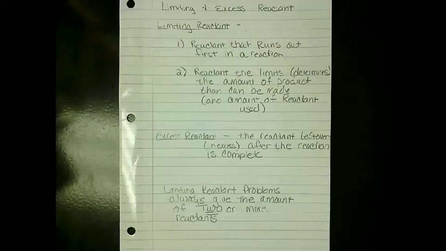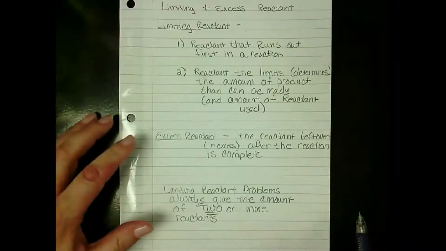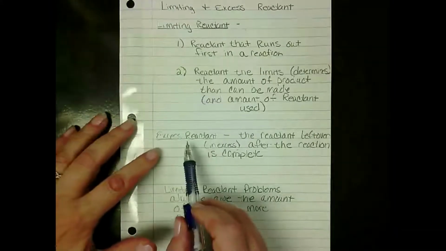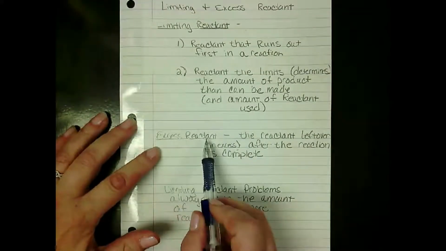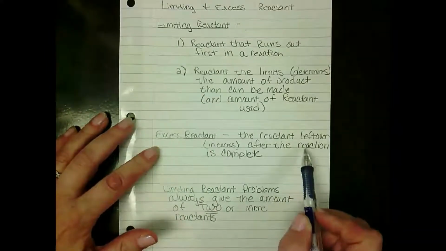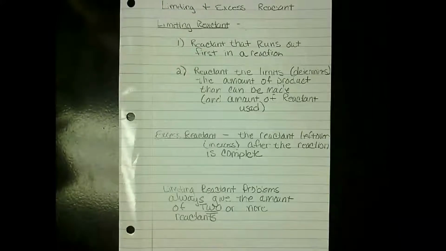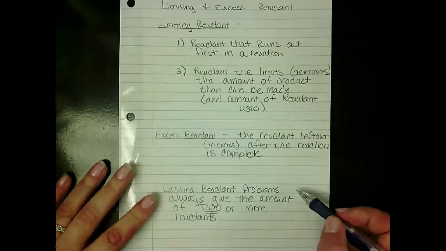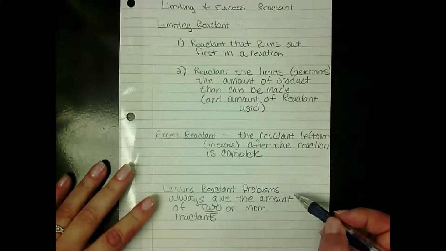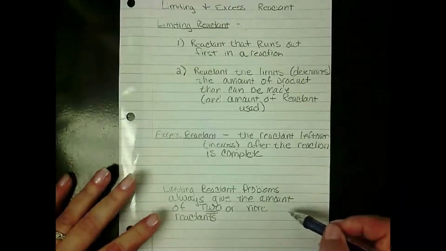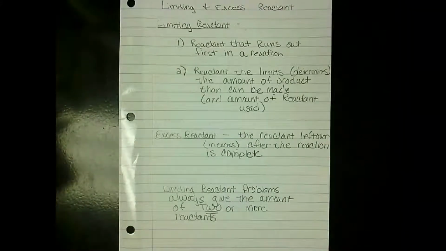And so when that one runs out, we still might have some of the other reactant left. So we might have too much, or we might have excess. So our excess reactant is the reactant that's left over after the reaction is complete. It's the one that's in excess. Okay? When we see a limiting reactant problem, it's always going to give the amount of 2 or more reactants. If you only have the amount of 1 reactant, it is not a limiting reactant problem. So in real life, let's see what that looks like.